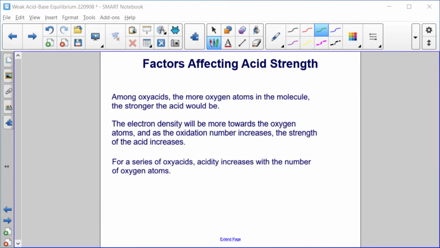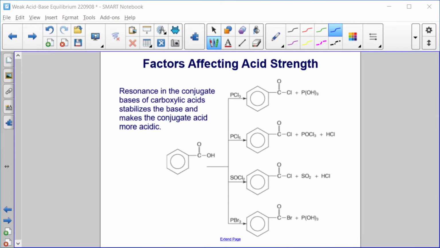Among oxyacids, the more oxygen atoms in the molecule, the stronger the acid would be. The electron density will be more toward the oxygen atoms, and as the oxidation number increases, the strength of the acid increases. For a series of oxyacids, acidity increases with the number of oxygen atoms. Resonance in the conjugate bases of carboxylic acids stabilizes the base and makes the conjugate acid more acidic.